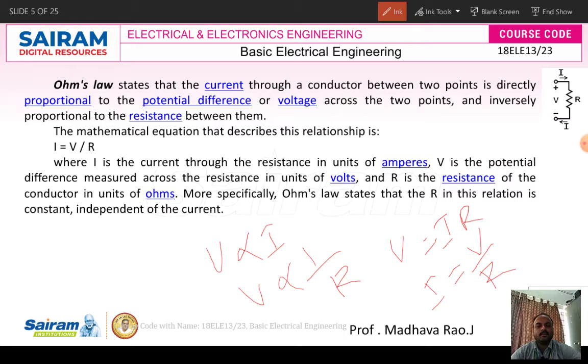One more condition is that Ohm's law we can apply only for constant temperatures. At variable temperatures Ohm's law is not applicable. Those things we will discuss in the limitations.